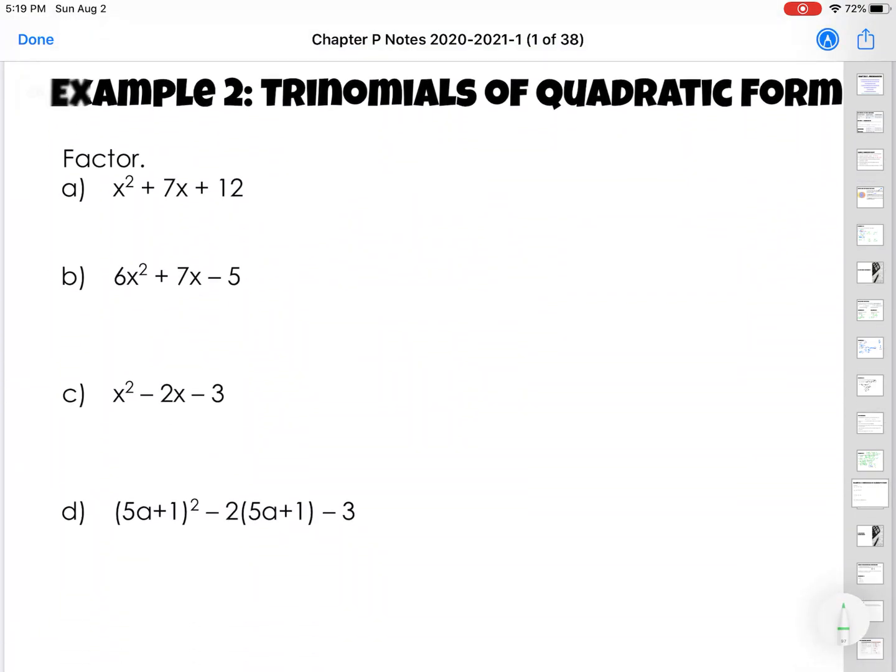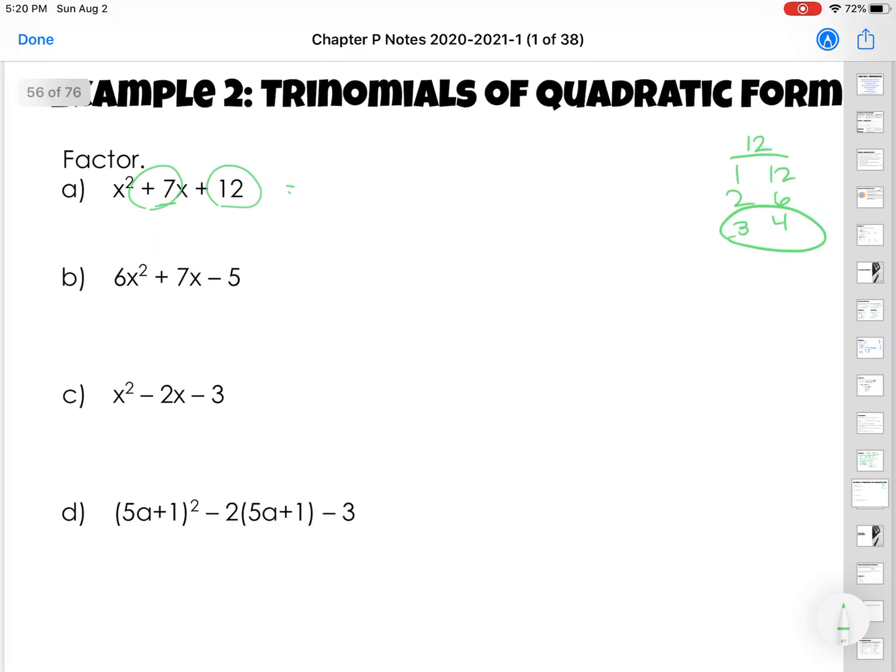Trinomials that look like quadratics. Back in Algebra 1, you probably said to yourself for problems like this where a was equal to 1, what multiplies to the last and adds to the middle? So things that multiply to 12: we have 1 times 12, 2 times 6, 3 times 4. Which of those are going to add to the positive 7 in the middle? The 3 and the 4. So that will give me x plus 3, x plus 4.